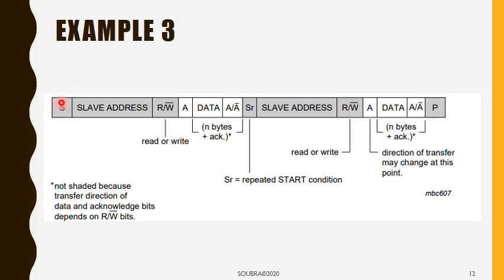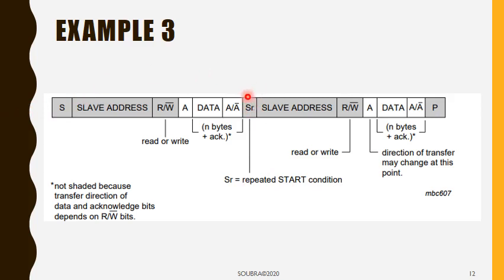So we have the classical start condition, then a master is specifying a slave address. And here I don't really care if it's a read or a write. If it's a read, the data will be transmitted from slave to master. And if it's a write, it will be from master to slave. But what I care about is what's going next. So what do we have here? You can notice that this is a repeated start condition. You notice that the start was not followed by a stop.